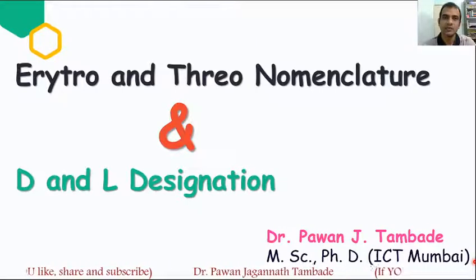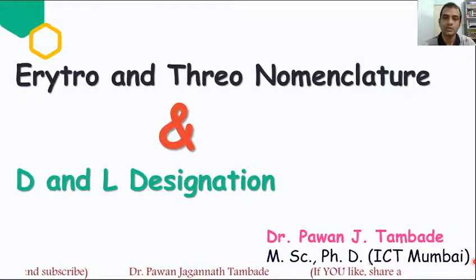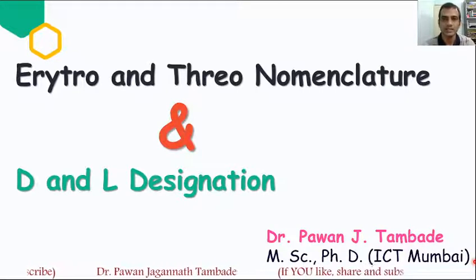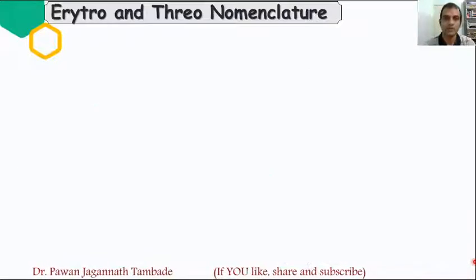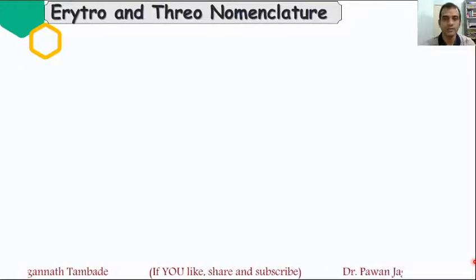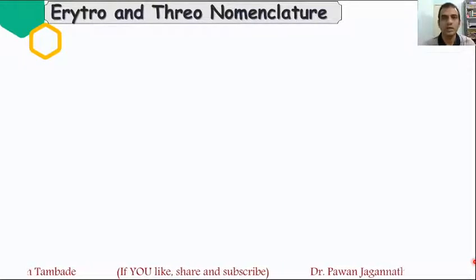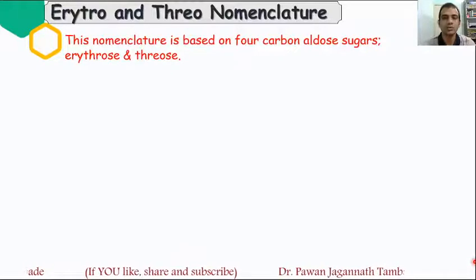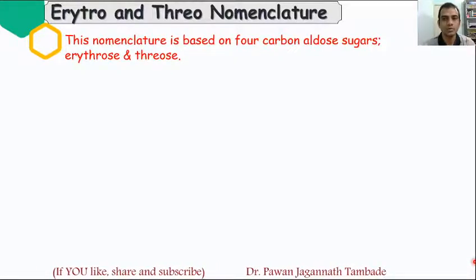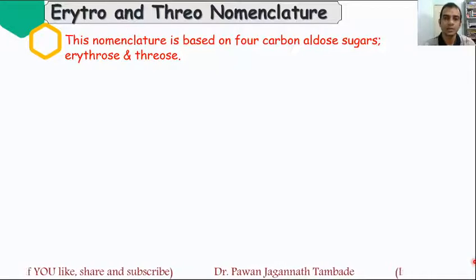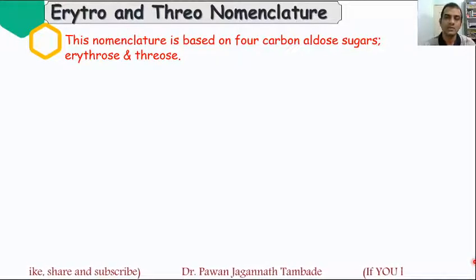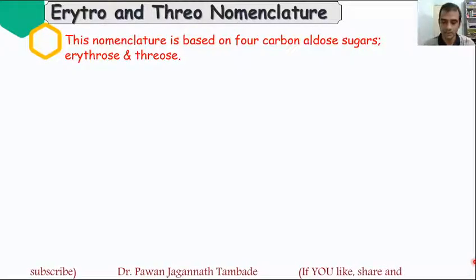In this video, we'll see the concept of erythro and threo and also the concept of D and L designation. Let's start our lecture. First of all, we will see what is erythro and threo nomenclature. Dear friends, this erythro and threo nomenclature is based on structure of two molecules, that is erythrose and threose. These two molecules are 4 carbon base aldose sugars and these are their structures.